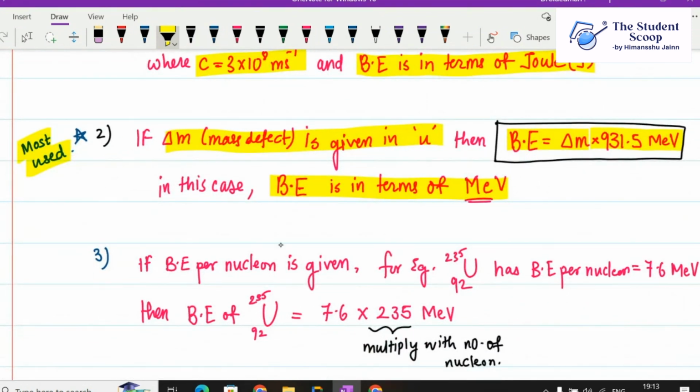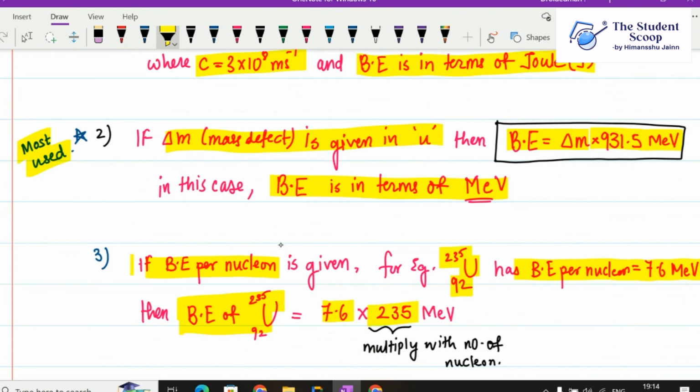There is another way. Sometimes they give you binding energy per nucleon. Per nucleon means whatever the binding energy is, that is divided by the nucleon number. Nucleon number is basically mass number. So, for example, uranium has 235 nucleons, and uranium's binding energy per nucleon is given as 7.6 mega electron volts. Now, if I want to find the binding energy of uranium itself, I need to multiply by the nucleon number.